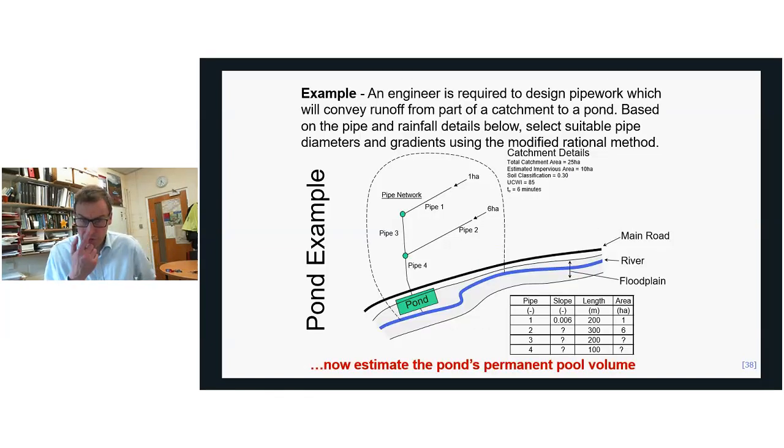So this is an example for you to do. I think it's based on the one we did earlier in the session, class, forget the class number. So what you want to do now is think about, try to estimate the pond's permanent pool volume.